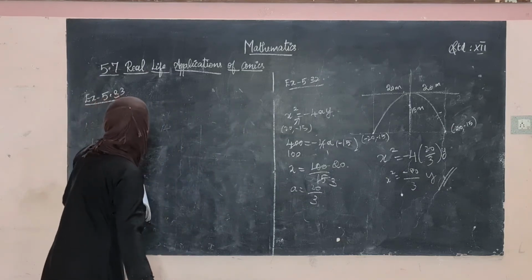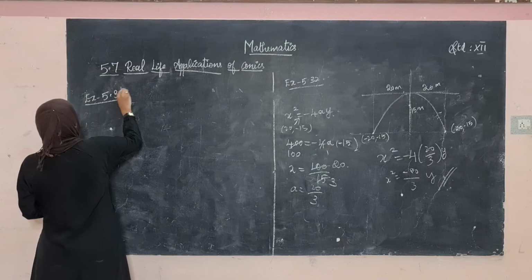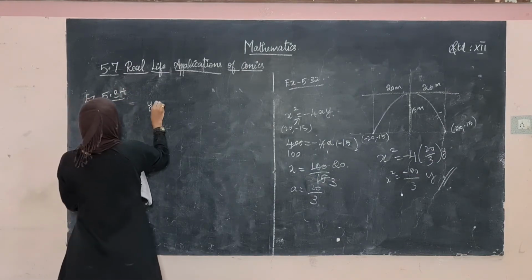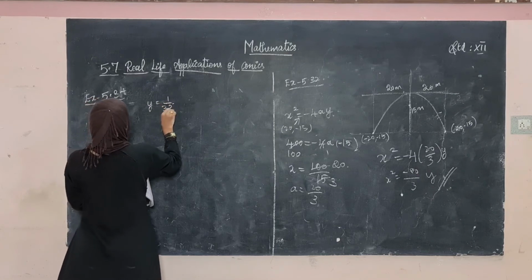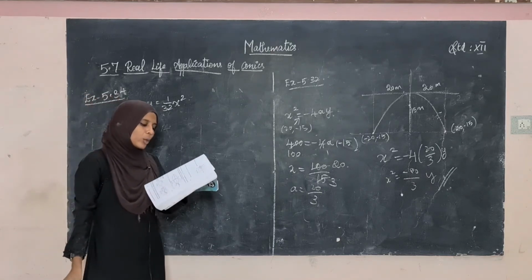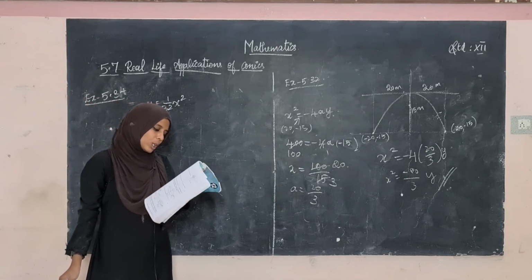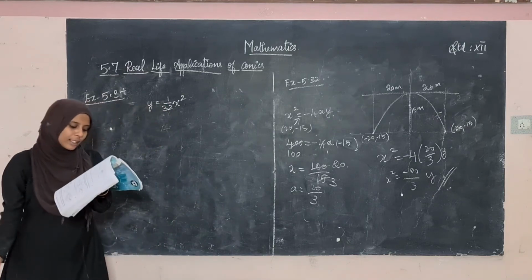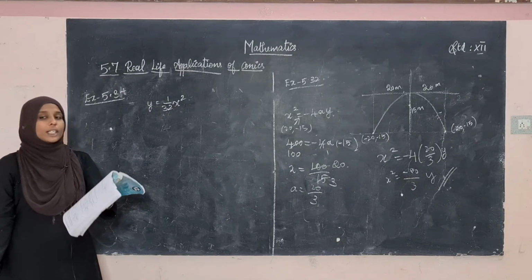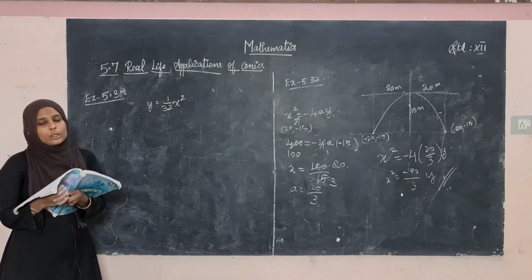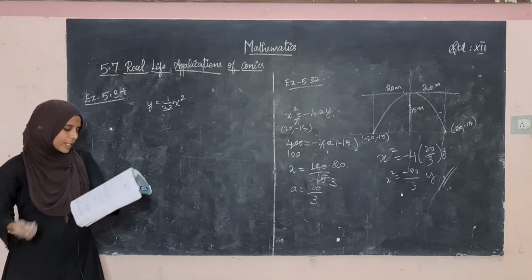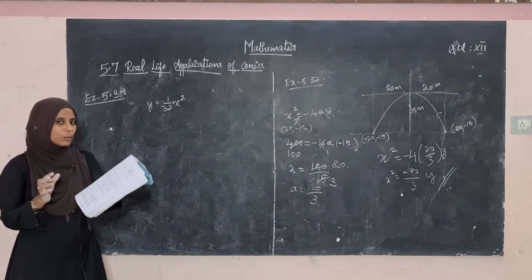Example 5.34. The equation y is equal to 1 divided by 32 into x square models cross sections of parabolic mirrors that are used for solar energy. There is a heating tube located at the focus of each parabola. How high is the tube located above the vertex of the parabola? They won't give you the diagram, so you have to be clear while reading word problems.